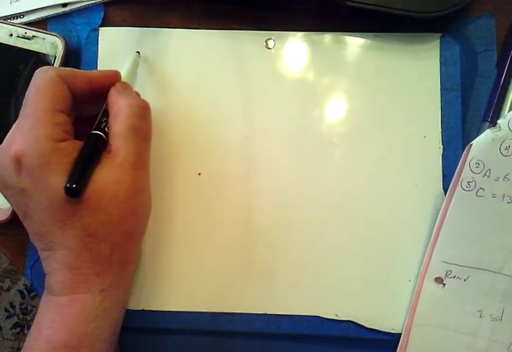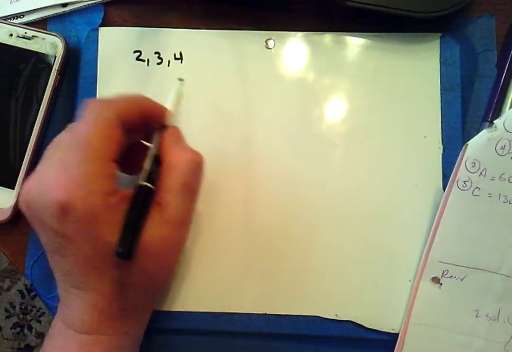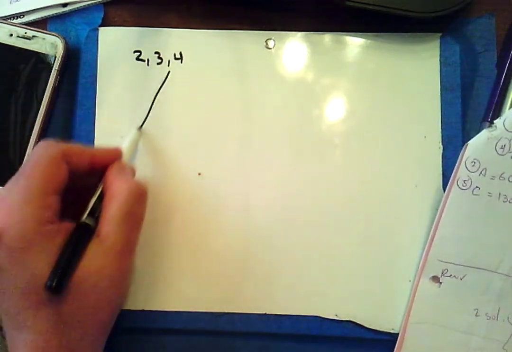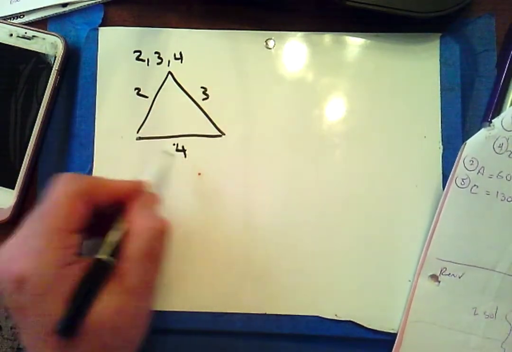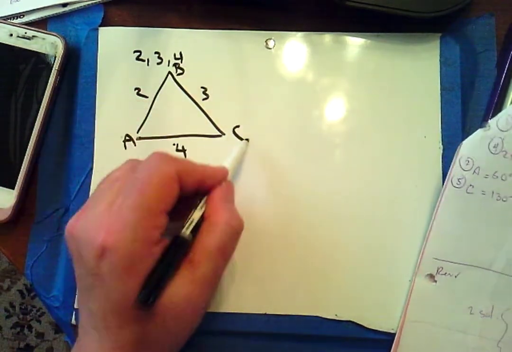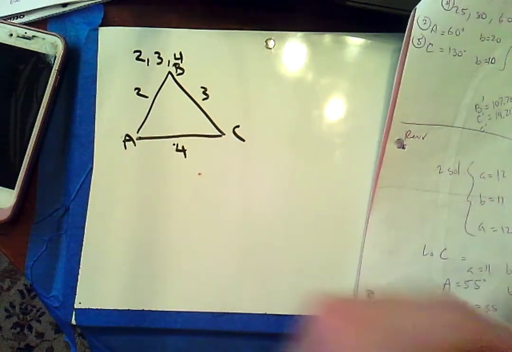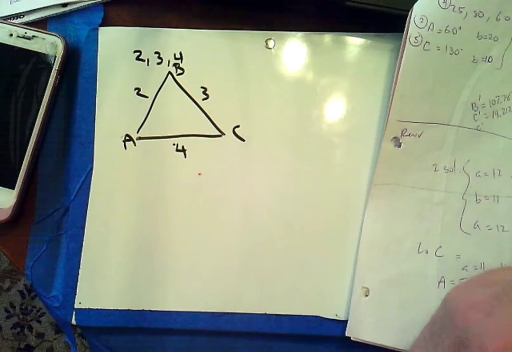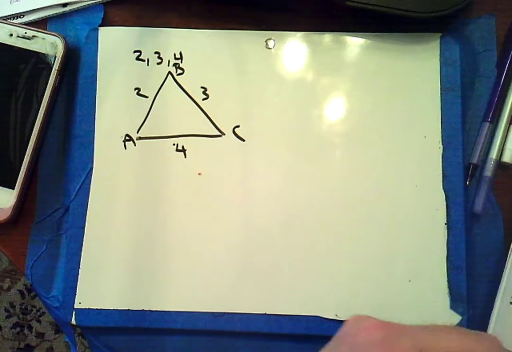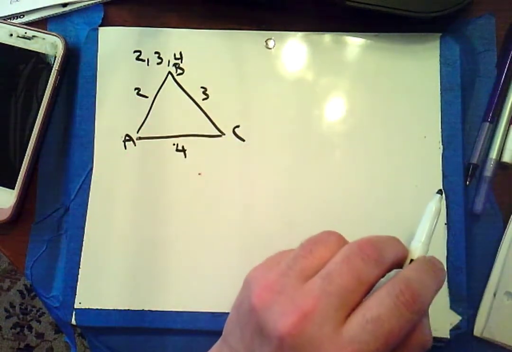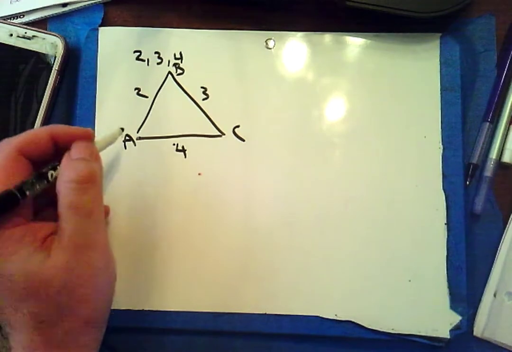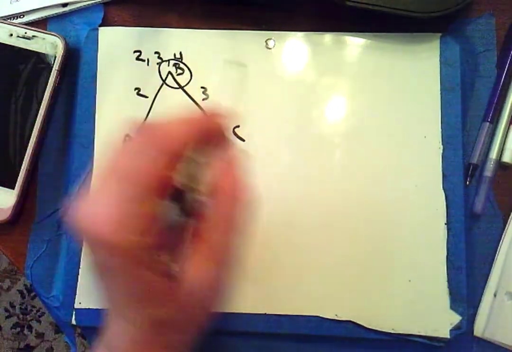Here are the sides of a triangle, 2, 3, 4, and I'd like you to solve that triangle. So 2, 3, 4, and we'll call this A, B, and C. And if you want to try along at home, you should pause the video now, do the problem, and then turn it back on when you are all done. I'm ready to keep trying though. So I'm going to find this one first.